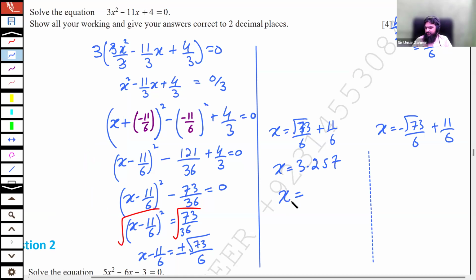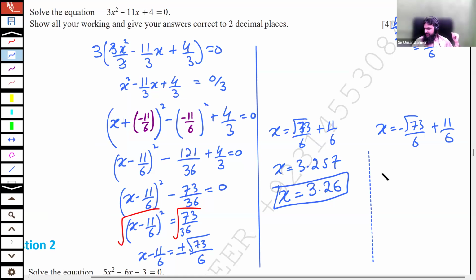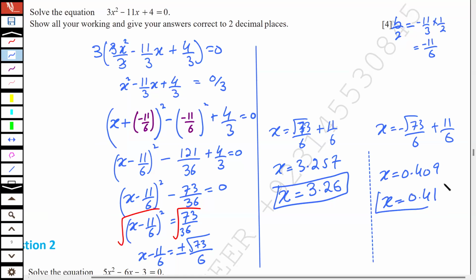Because most of the students write the value directly rounded off and make a mistake. Find the answer for the negative sign. Yes, Mustafa, Ishal, Zimal, you have to do it as well. Sir, it's 0.409. Yeah, that's correct. 0.409. So rounded off, it will be 0.41.